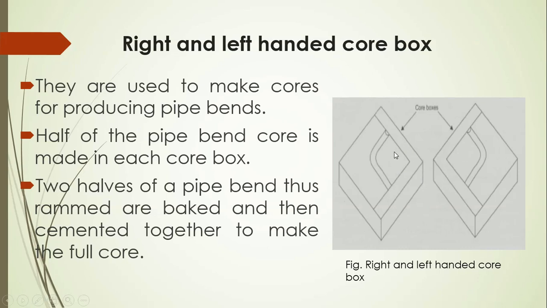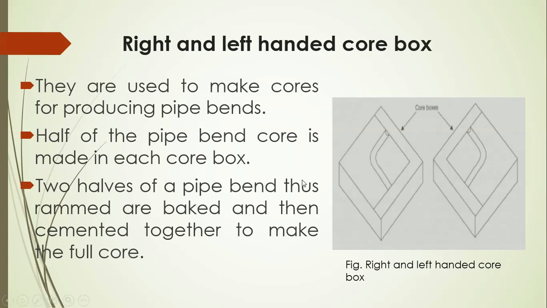This is used to prepare the cores used to make the elbow joints. Elbow joint or L shape pipe bend, S bend, all these are pipe fittings. In that time pipe is a hollow casting. In that particular product we need to place the core. For that purpose we are using this right handed and left handed core box. They are used to make cores for producing the pipe bends. L bend pipe, S bend pipe, angle section pipes you can make by using these core boxes.